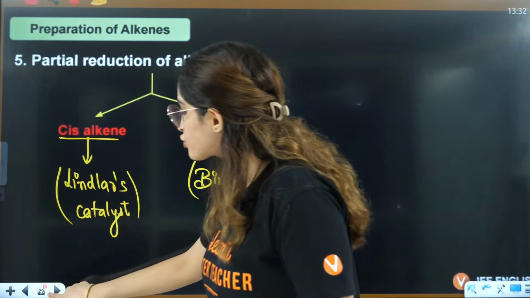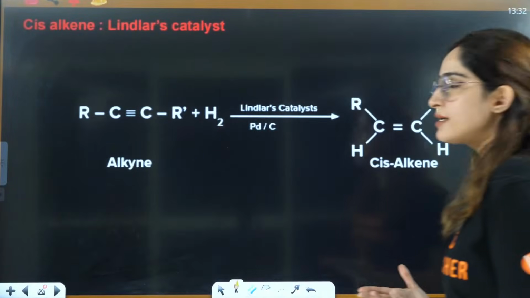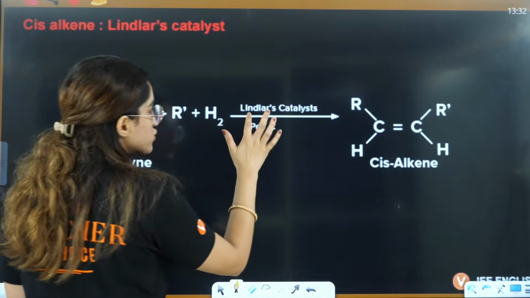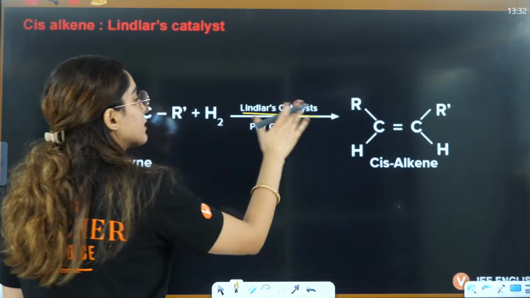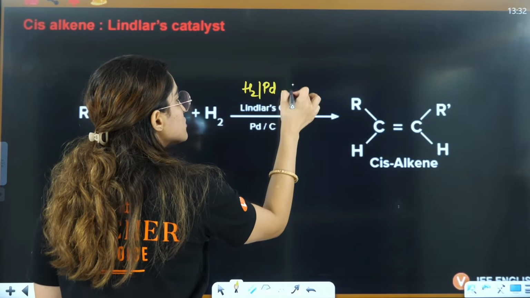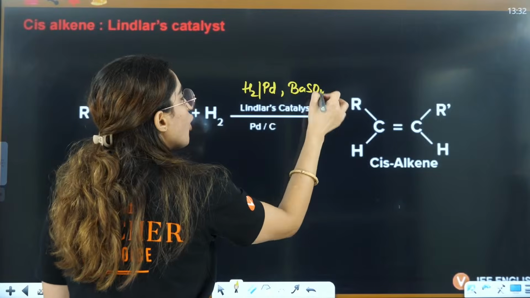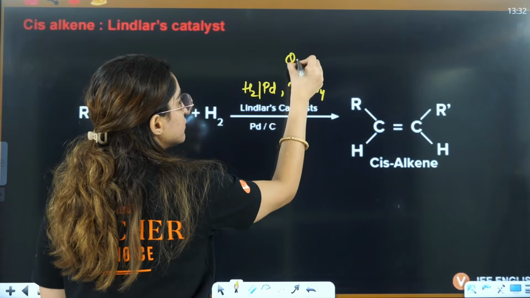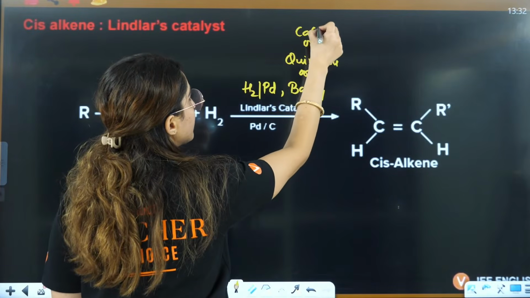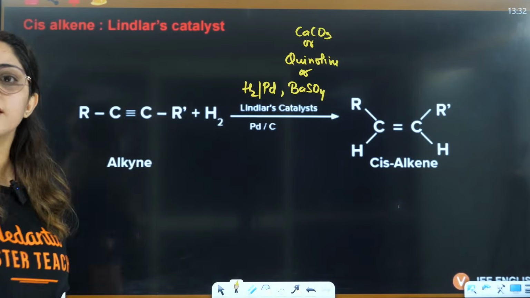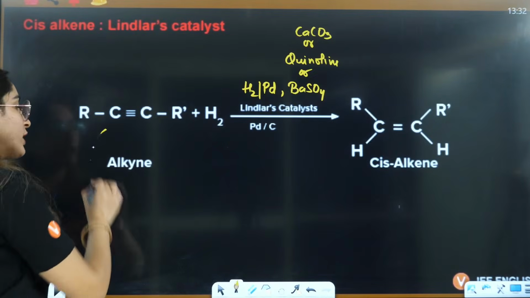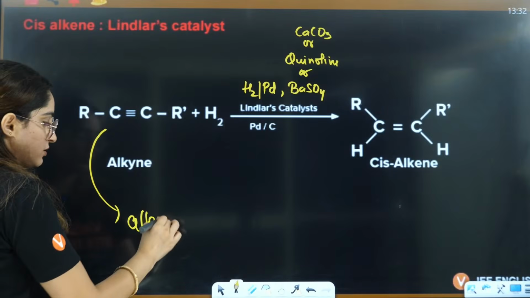So here let's talk about what Lindlar's catalyst is. When you have an alkyne and you add H2 in the presence of Lindlar's catalyst, that means you add H2 and Pd in the presence of BaSO4 or quinoline or CaCO3, anything which acts as a poison, because we don't want it to get converted to alkane.